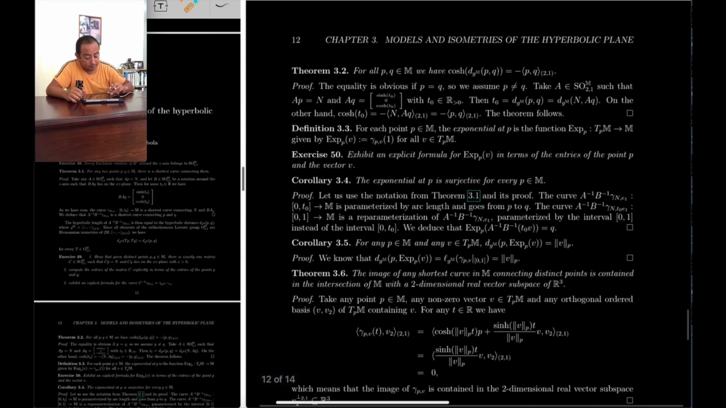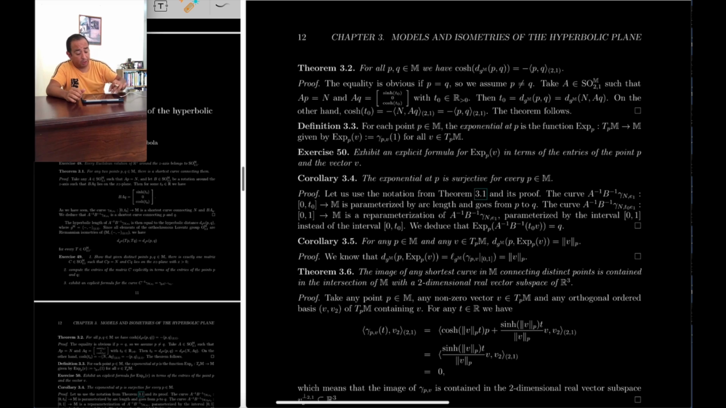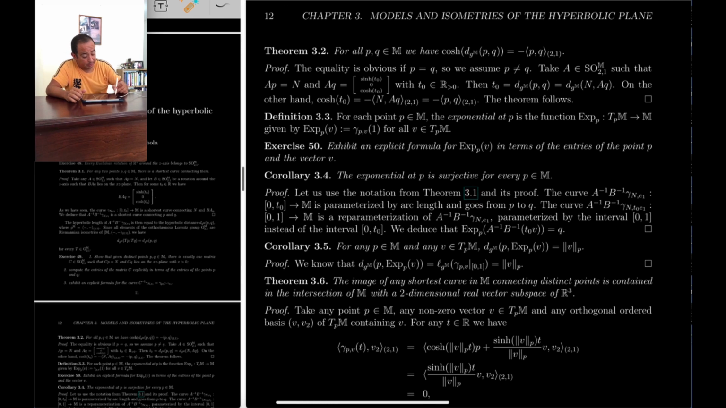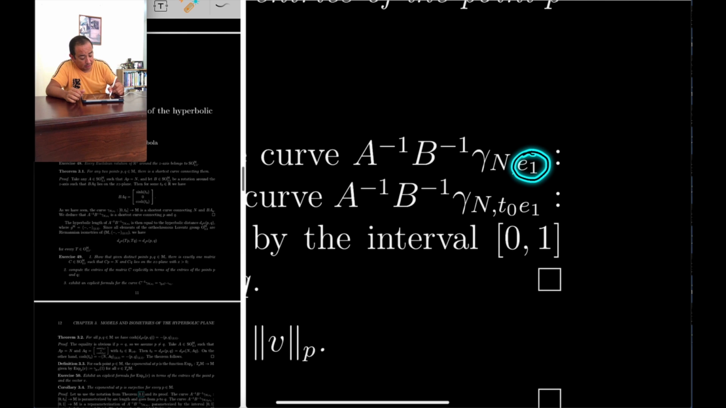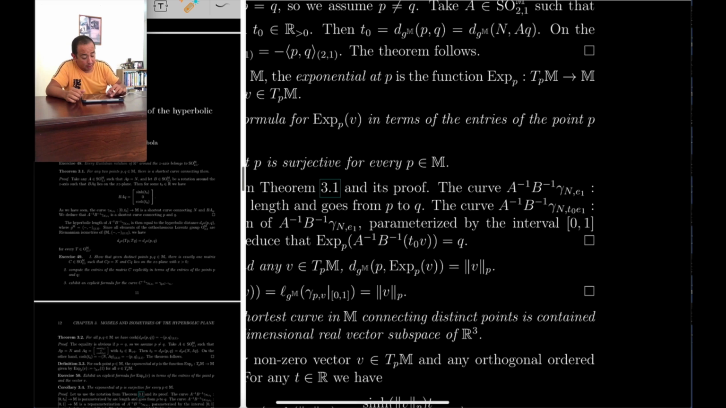Okay, and now we can prove that this exponential map is surjective. So let us use the notation from the first theorem we proved about existence of shortest curves. So you see, we have this curve, which is parametrized by arc length, right? It's parametrized by arc length because the norm of this tangent vector is 1.